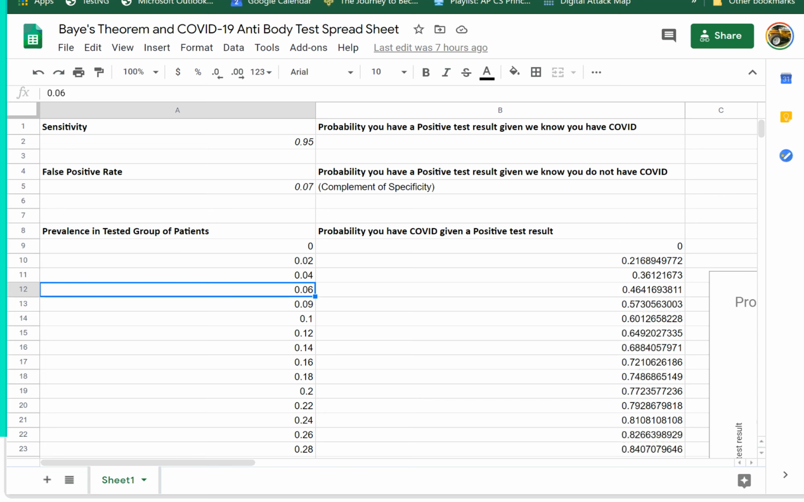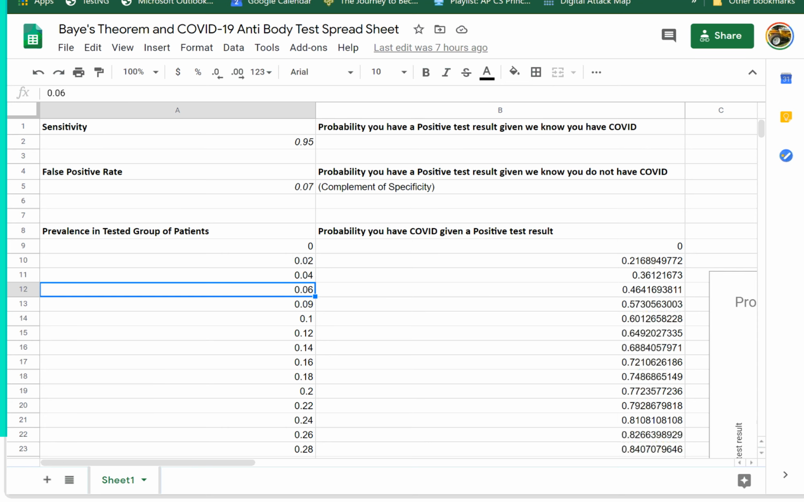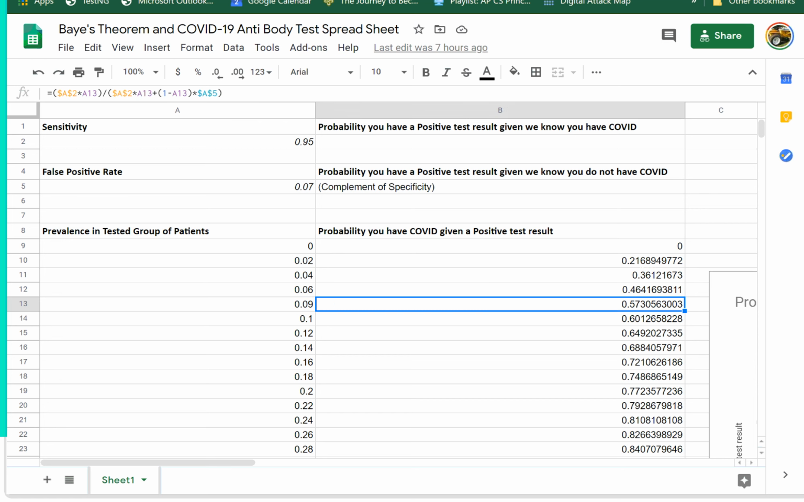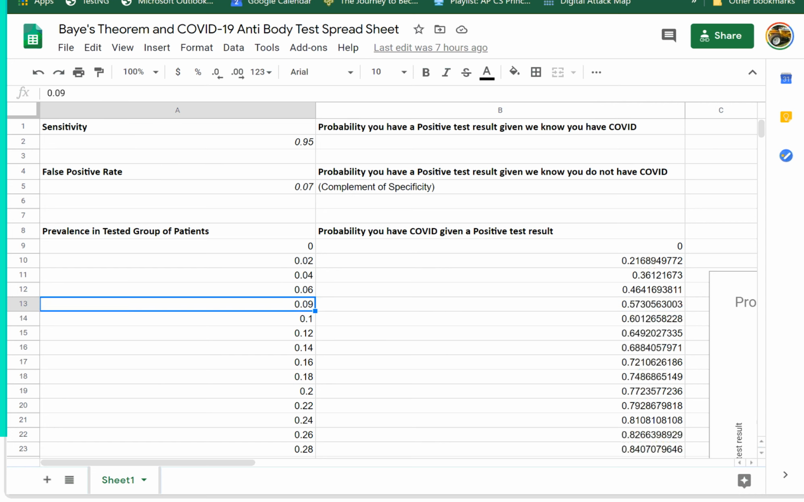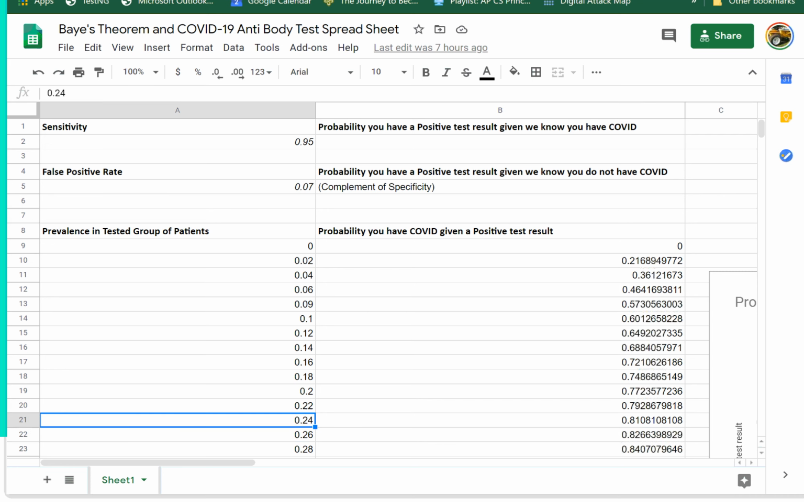So for example, what if the prevalence was 6% and the specificity and the sensitivity stay the same? Well, then this would be true, right? 46% of you people tested positive would actually have COVID. So what it looks like is when we have low prevalence numbers like 2%, 4%, 6%, then we end up with pretty low probabilities, pretty low likelihoods of you actually having COVID when testing positively. As the prevalence increases here, as you see it going up, you'll notice this probability is getting higher and it's getting closer to 1, which is what we would want.